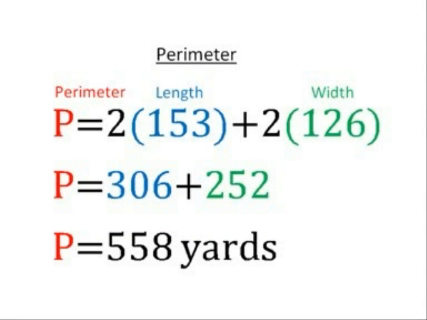I use this formula to plug in my length and my width. I multiplied each part by 2 and then I added my numbers together. This gave me a perimeter of 558. That means that I need 558 yards of fence to surround my house.